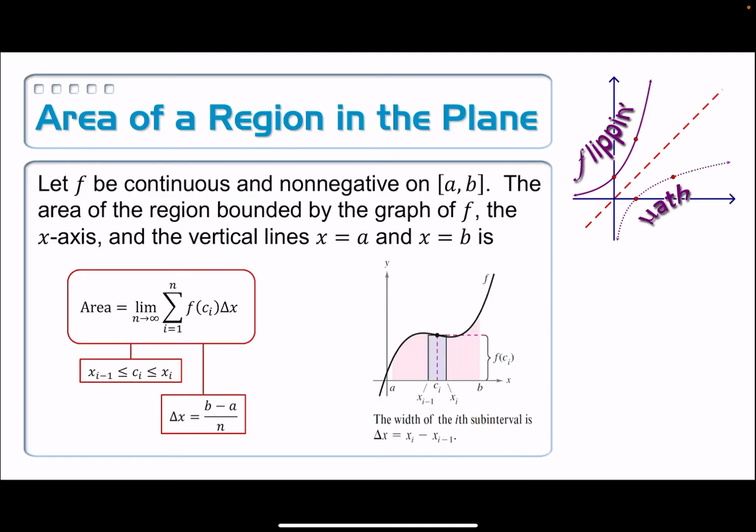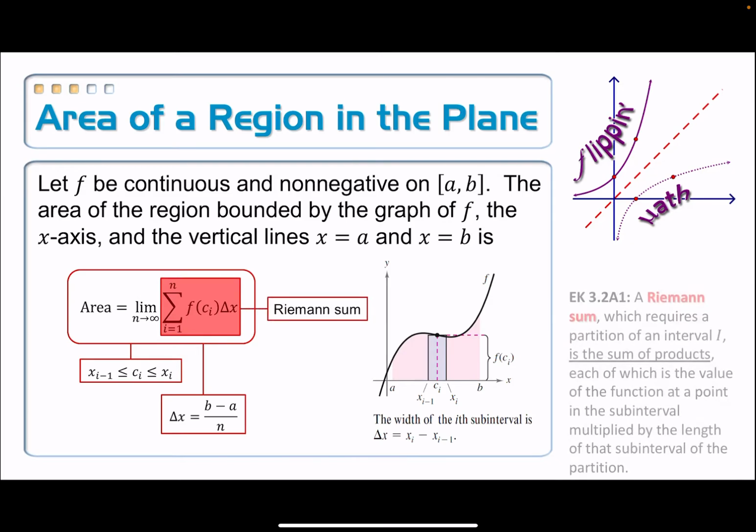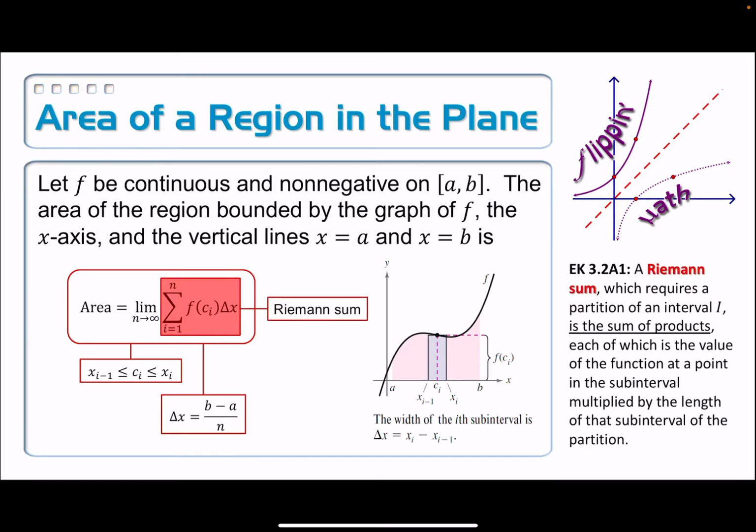Okay, so let's recap what we talked about last time when we defined the area of a region in the plane. First of all, we needed a function which was continuous and non-negative on some closed interval. To find that area, we take the limit of, and that guy right there, of course, is our Riemann sum. What are the parts in a Riemann sum? It is a sum of products, and those products are a function value, that's the f of c sub i, multiplied times the width of some subinterval there.